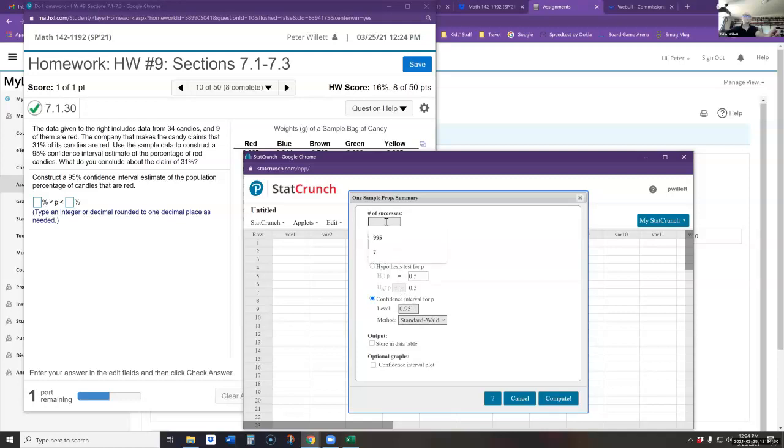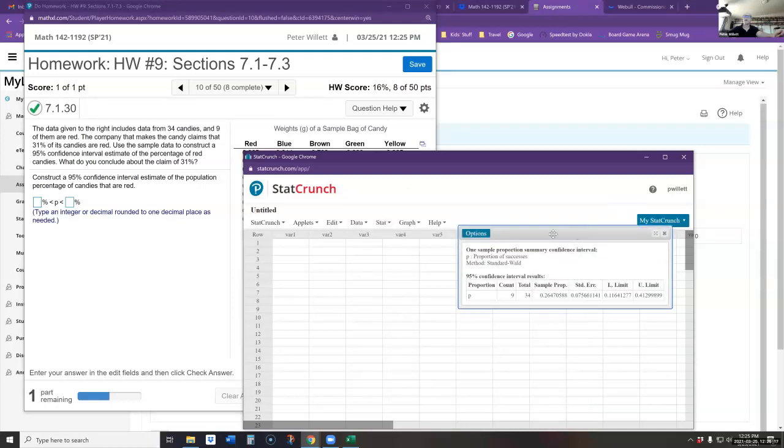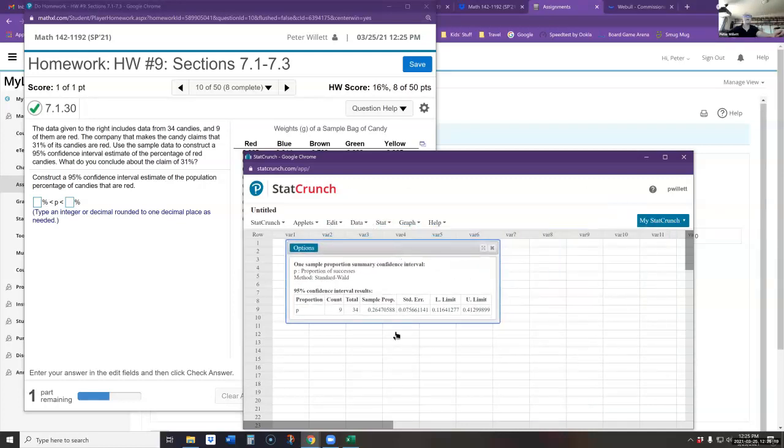So what are the number of successes? Well, we're supposed to be looking at how many candies were red, and it was 9 out of 34. So there were 9 that were red. That's considered a success out of 34 observations. So I literally put in how many were red, how many were observed, the confidence level I want, and it does it for me. And this is the kind of box we're going to be looking at quite regularly now for a while.